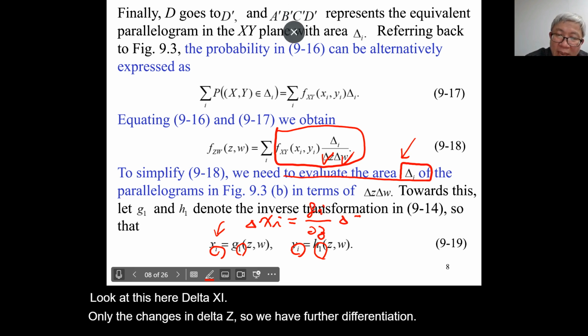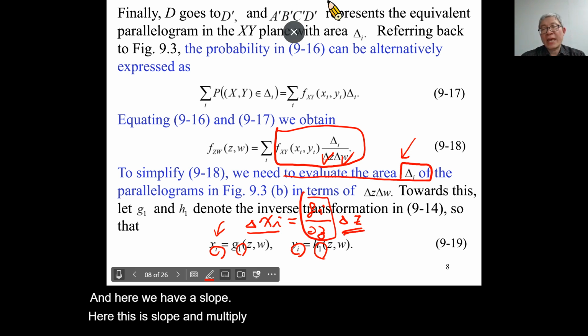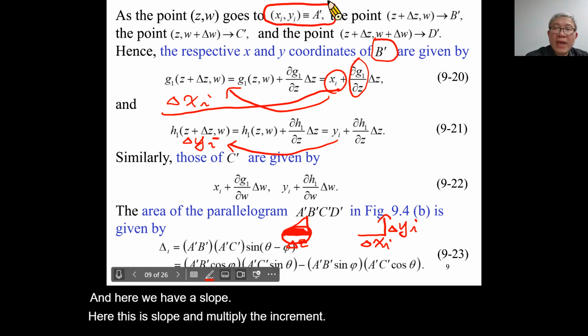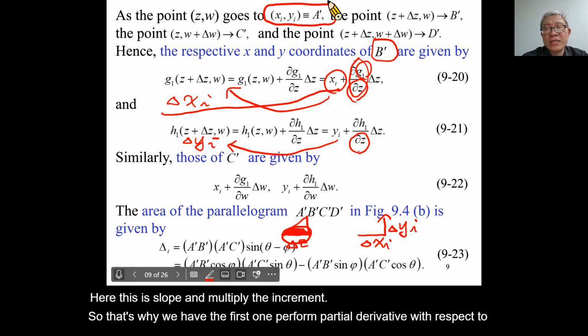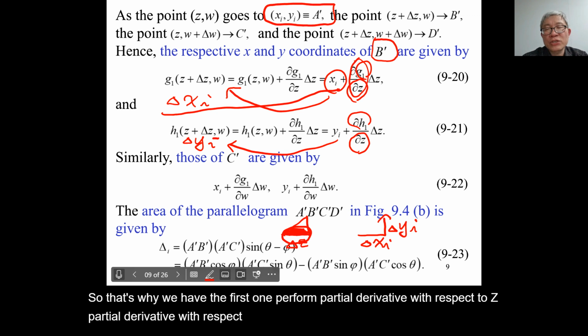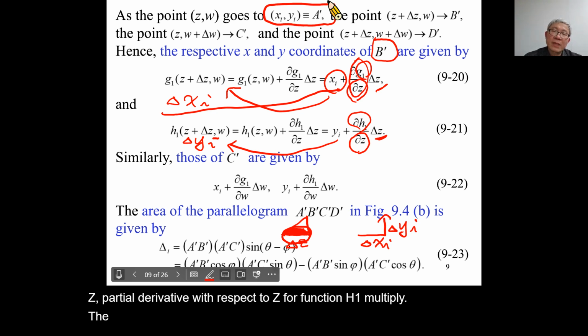And here we have slope. Here, this is the slope, and we multiply the increment. So that's why for the first one, we perform the partial derivative with respect to z, the partial derivative with respect to z for function h1, but multiplied by the incremental quantity.